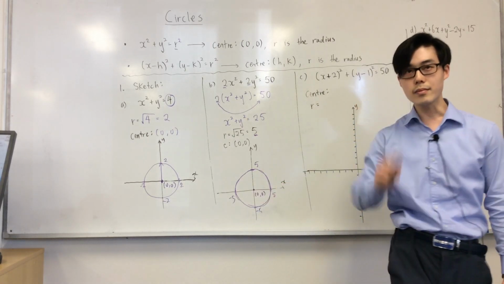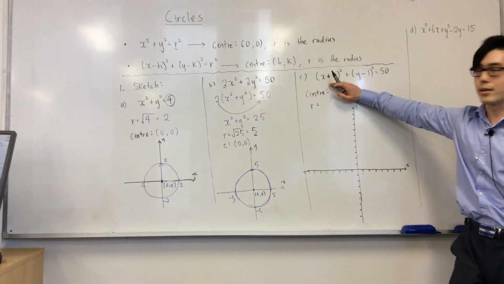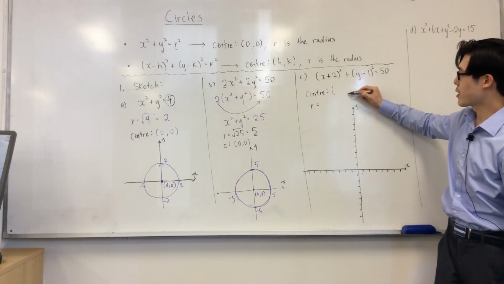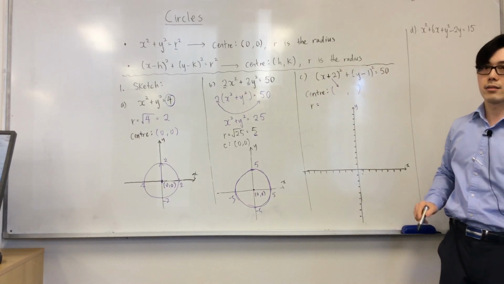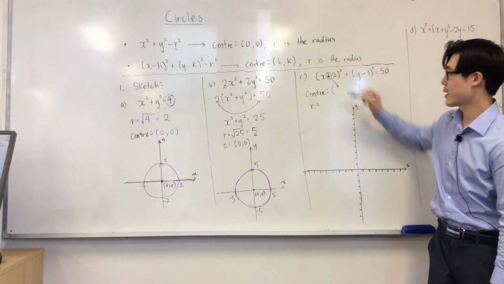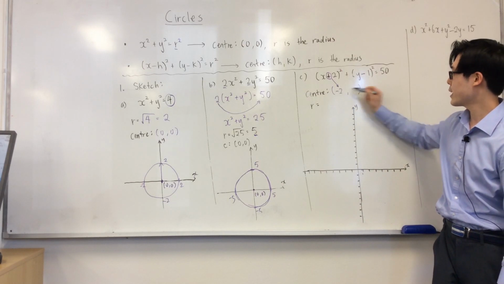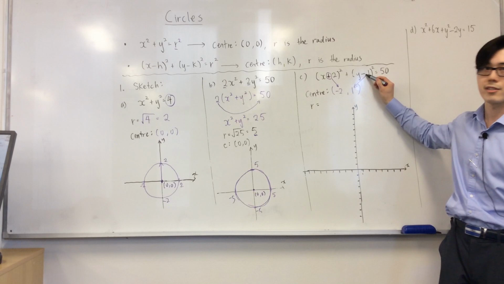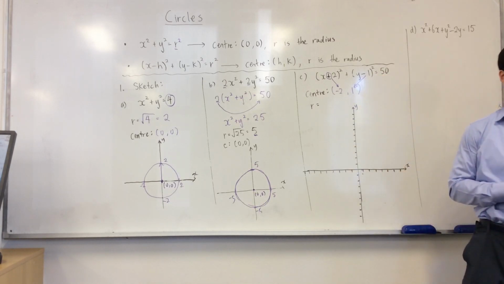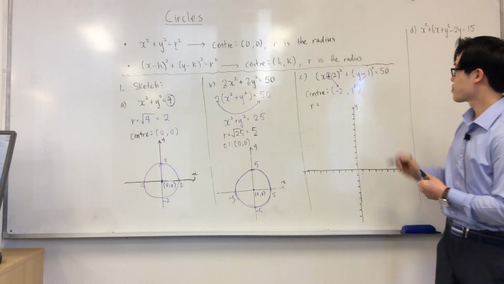When it's in a bracket, though, girls, the center is no longer at the origin. Girls, what's the value of x inside the bracket? Minus 2. Yeah, you just take the opposite sign. So it's minus 2 here, and the y coordinate is plus 1. Yeah, opposite of minus 1 is plus 1. So that's how you read the center if it's not at the origin.